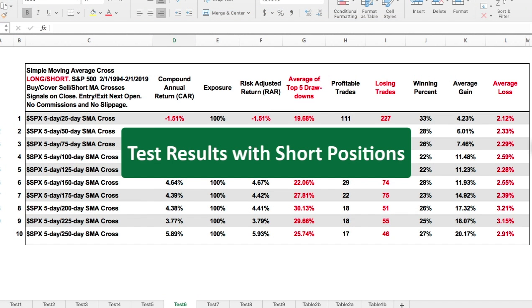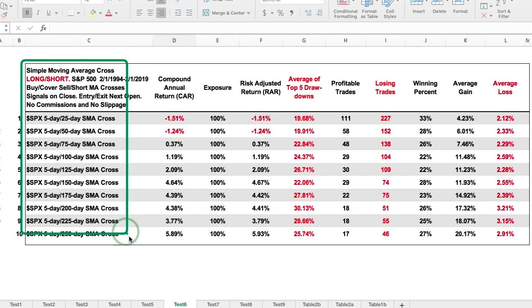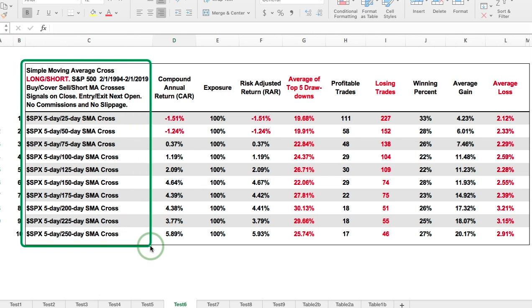So here's that first table of moving average pairs that I showed you, and this is a long short test over the period, the 5-25, the 5-50, and so on. You can see the compound annual return for the short-term moving averages, 5-25 and 5-50, is negative, so you would have lost money using this system. Even with the longer moving averages, your return didn't get above 6%, your drawdowns were in that 26 to 30% area, and your winning percent was quite low, down in the 25 to 27% range, which isn't very good.